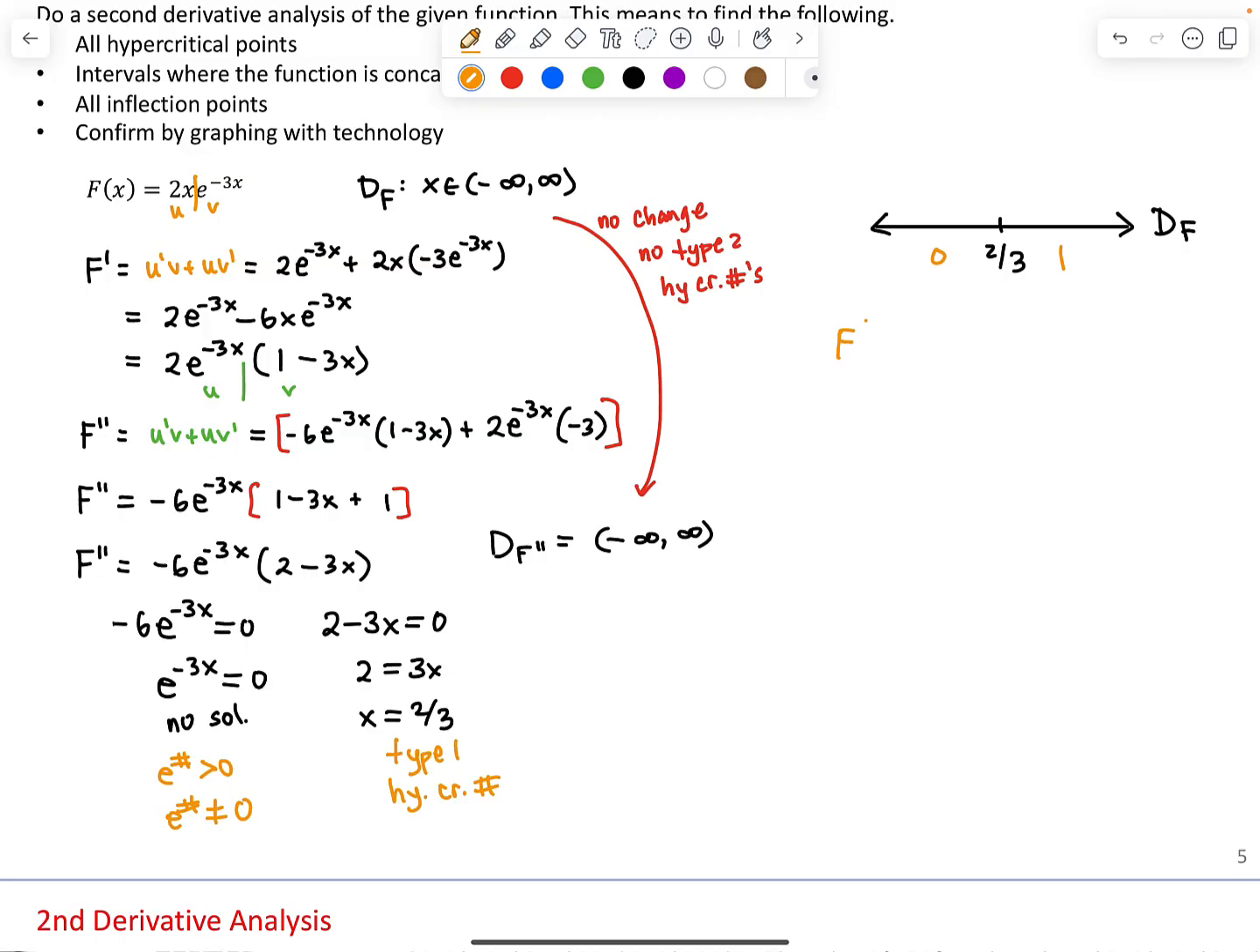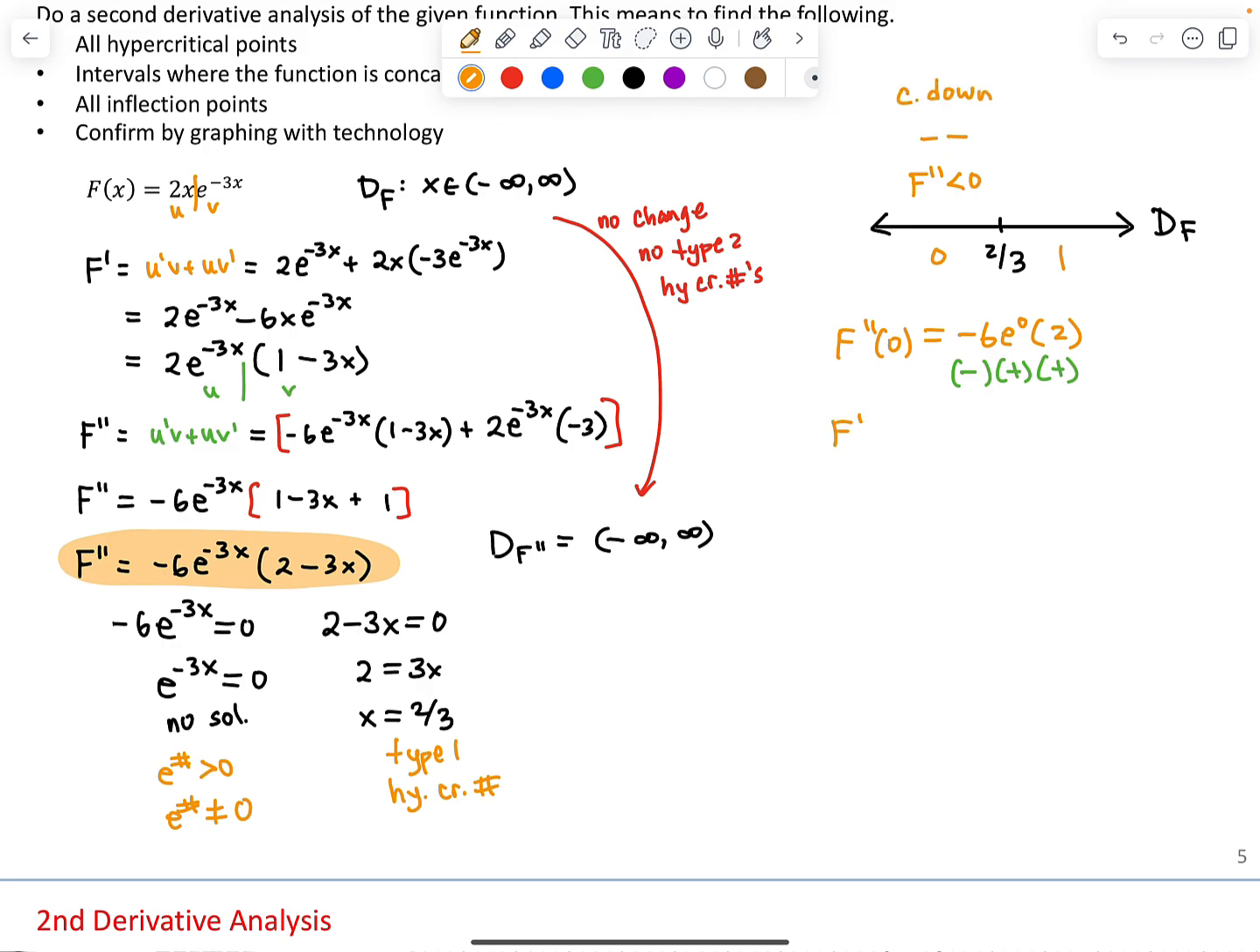Now f double prime of 0, I will be plugging into this factored version of f double prime and keeping track of the signs. We would get -6e to the 0 times 2 minus 0, or just 2, but e to the 0 is 1. So we have a -6 times a positive 1 times a positive 2. And negative times positive is negative. So capital F double prime is negative on this interval. I'll put 2 minus signs is another way to indicate that. And we have concave down.